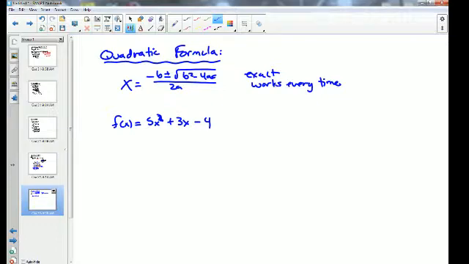Okay. Part of the problem with factoring is that it doesn't always work. You cannot always factor. It's exact, but you can't always use it.